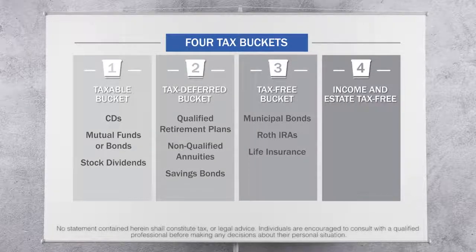Finally, the fourth bucket is income and estate tax-free. And that's where you get into charitable trust and other similar arrangements.